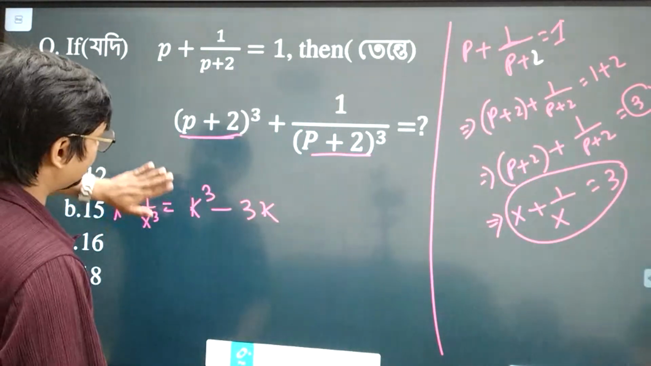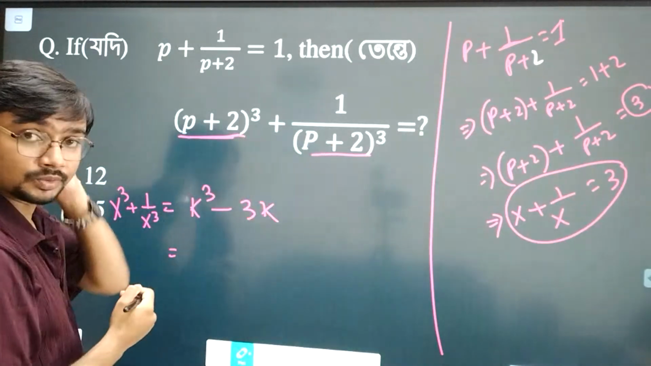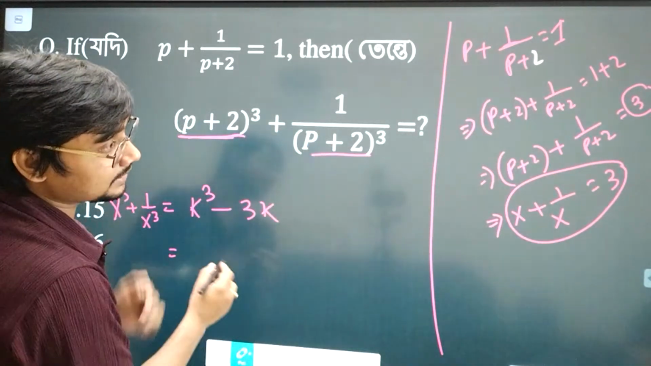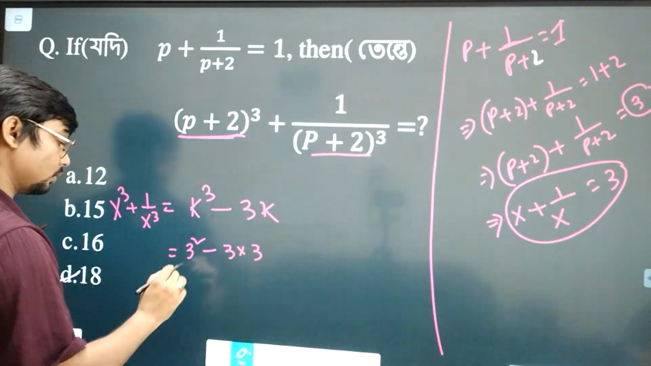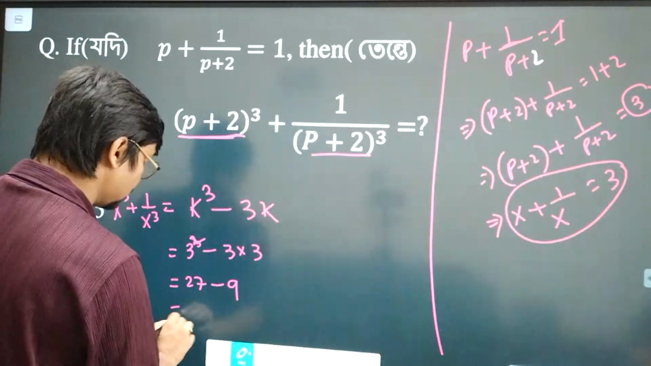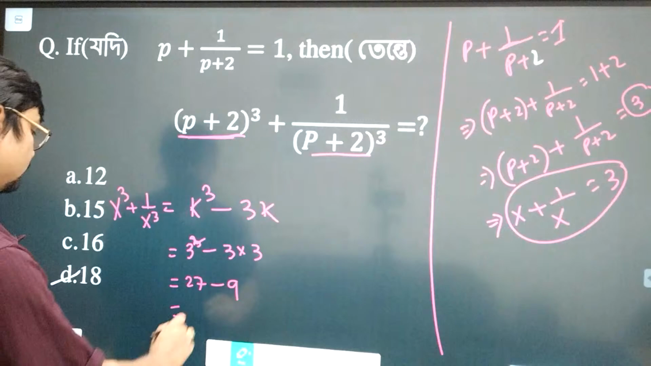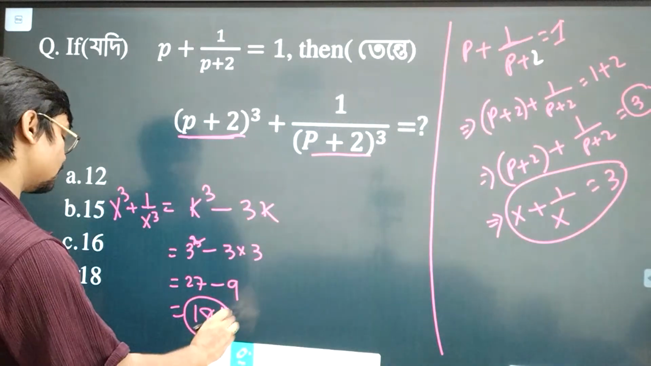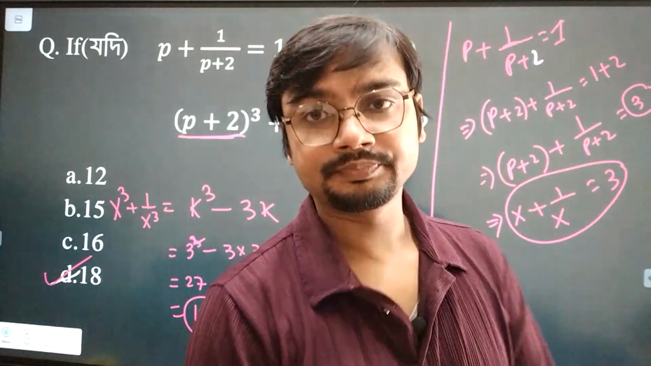So you put this value here, x is nothing but p plus 2 here. And what is k? k here is 3. So 3 cube minus 3 into 3. So 27 minus 9. So 27 minus 9, it will be 18, right? So the D option will be correct. Is it okay? Do you have any doubt, guys, here?